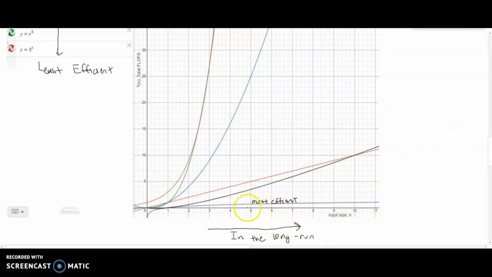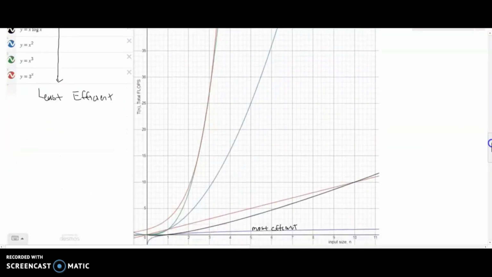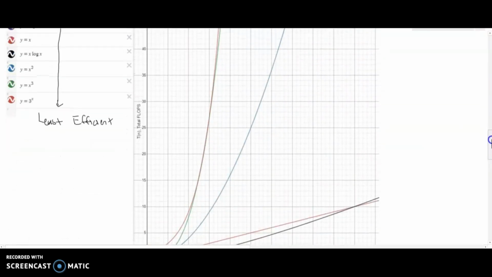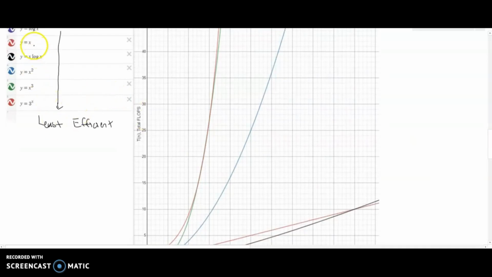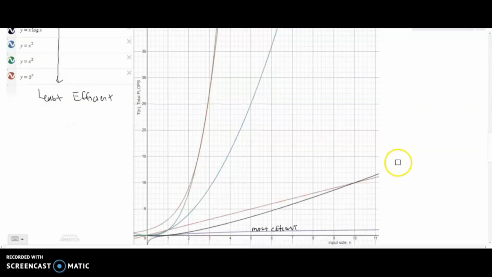We can see that the next most efficient, as n gets increasingly large, is this black one here. And that black one is logarithmic, or I'm sorry, I have these mixed up. This right here should be x log x, and this right here should be x log n. Scratch that, I can't read my own graph.